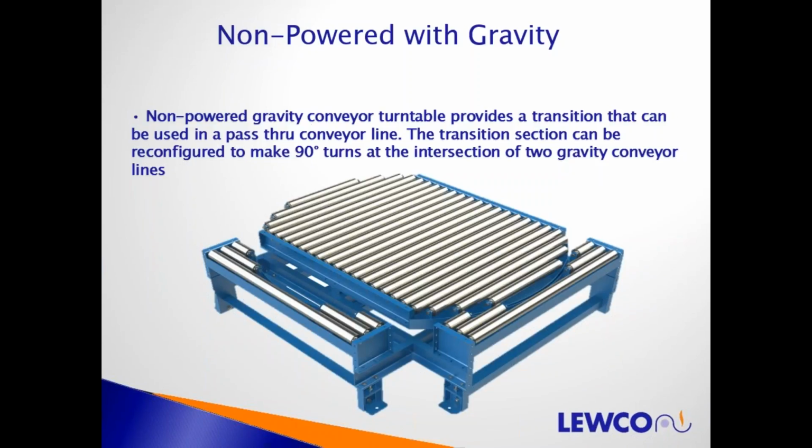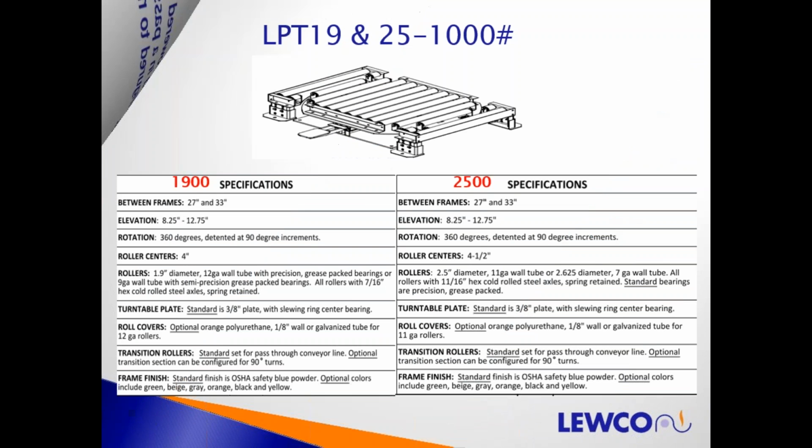We also offer non-powered that has gravity on top, which provides transitions that can be used in pass-through conveyor lines. It can also be used to reconfigure and make 90-degree turns at intersections of two gravity conveyor lines. We offer that in that same low profile, the LPT, and we offer it with 1.9 rollers and 2.5 rollers, which is 1.9 and 2.5 diameter.